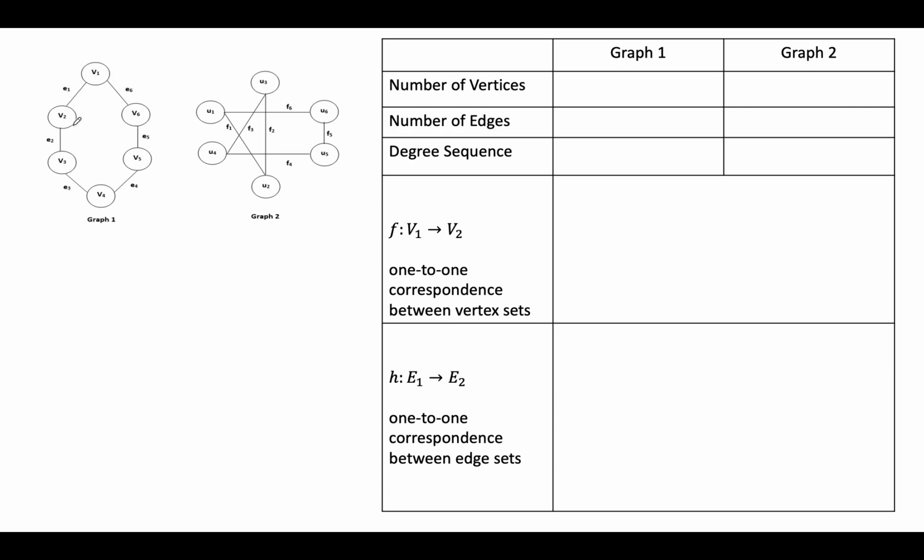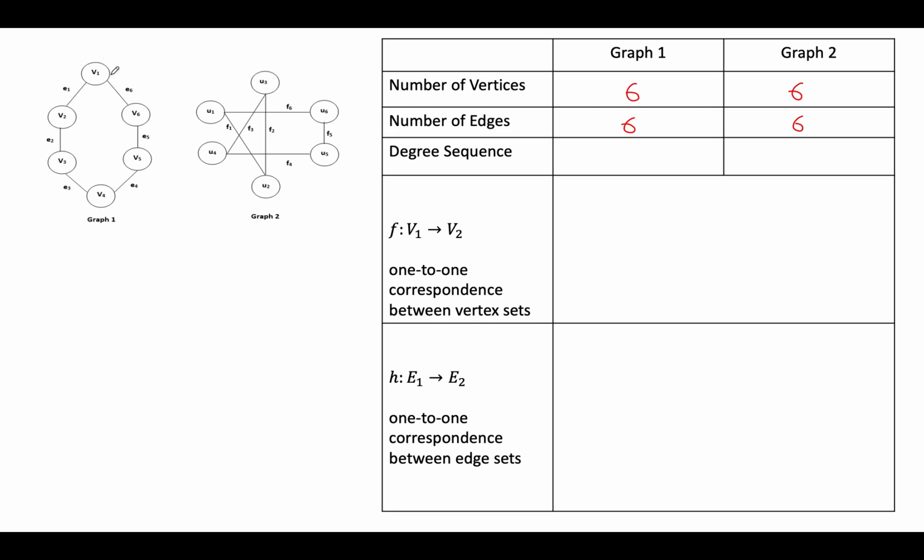In graph 1, we can see that there are 6 vertices. In graph 2, we can see that there are also 6 vertices. Moving to the number of edges. The number of edges here is 1, 2, 3, 4, 5, 6 on graph 1. And here we can see that they are 1, 2, 3, 4, 5, and 6.